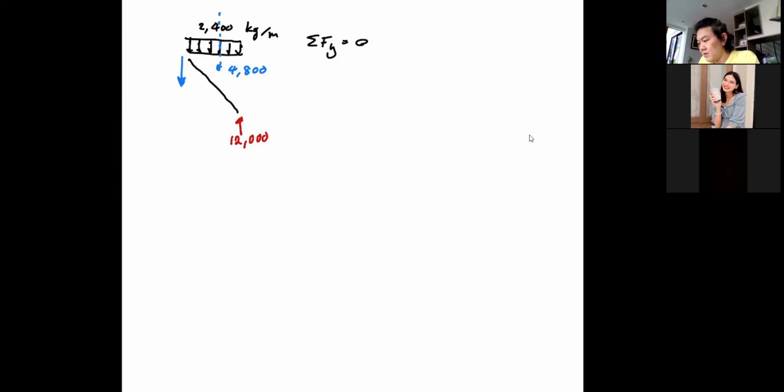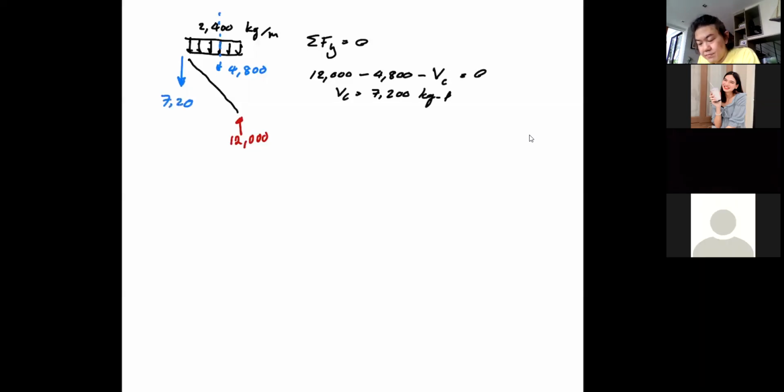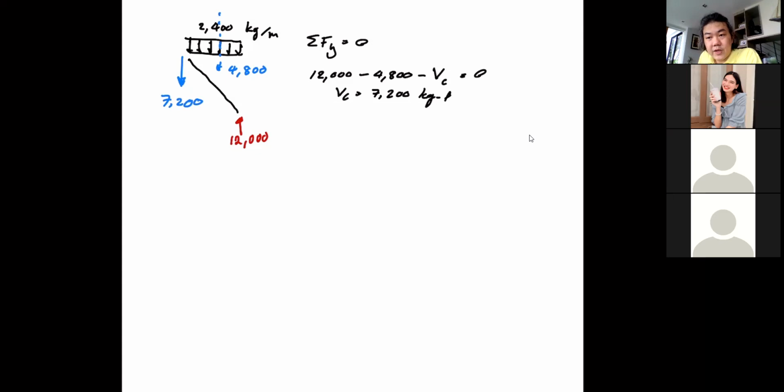So we have 12,000 minus 4800 minus VC equal to 0. So now your VC is 7200 kilogram force, but it's downward. Okay. Any question?